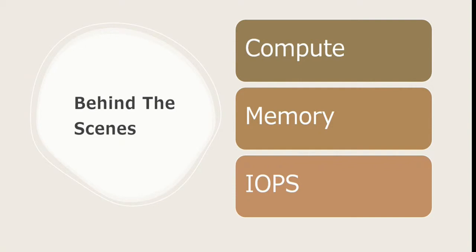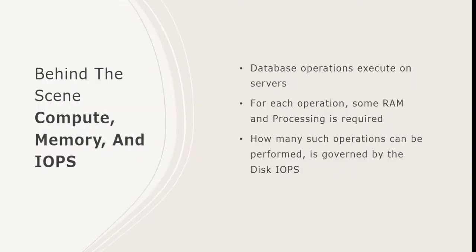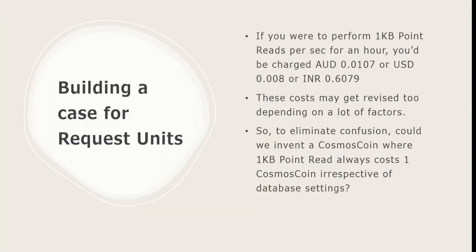Behind the scenes in Cosmos DB also, because ultimately any database operation happens on servers, these things come into the picture. But if we expose these things to the end user, it becomes very complicated to figure out how much to charge for what, how much compute is required, how much memory needs to be allocated, and everything. So in Cosmos DB, we abstract out everything, and instead of talking in terms of different components, we talk in terms of what capacity you need.